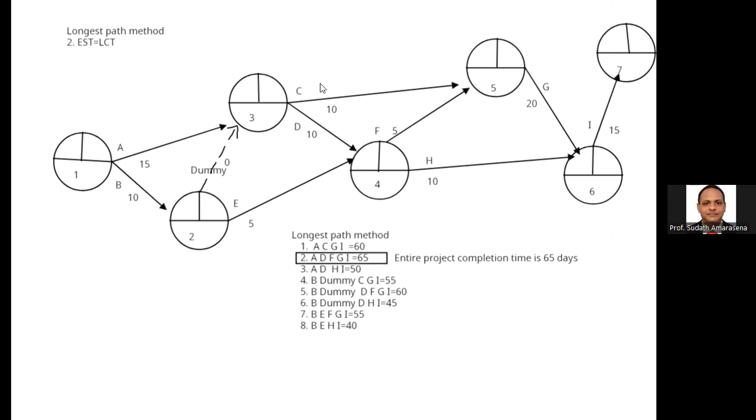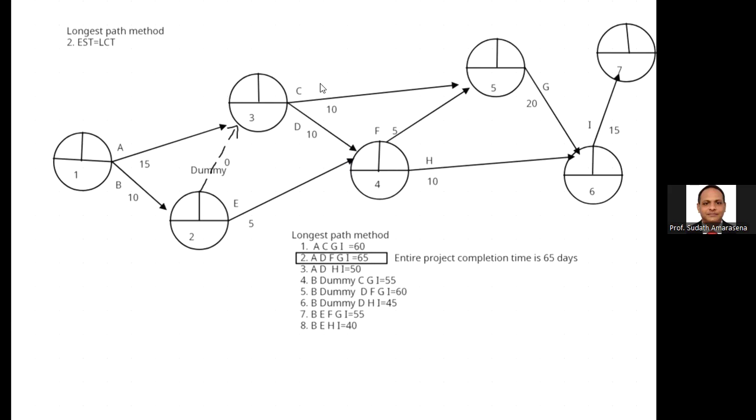Then the activities A, D, F, G, I we call the critical activities. In the critical path, we can see the critical activities, and the rest of the activities we call the non-critical activities. Okay, I think now we should go to the second method. The second method is called the earliest starting time, latest completion time.